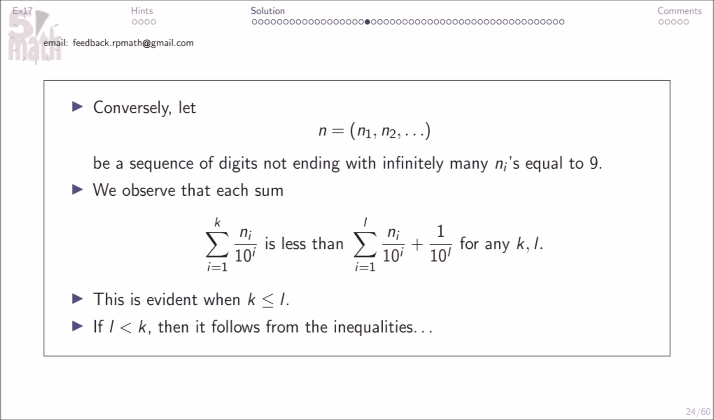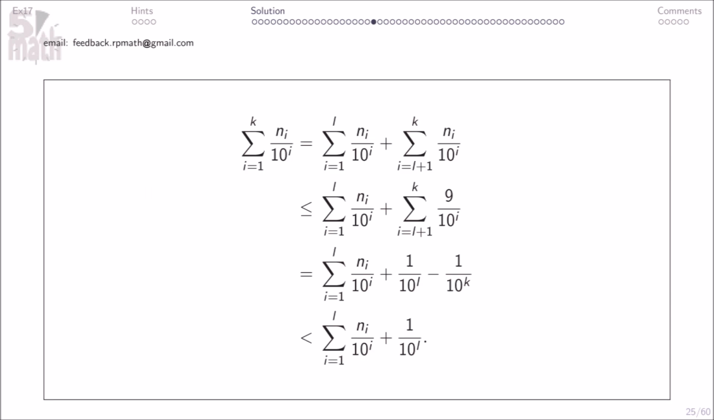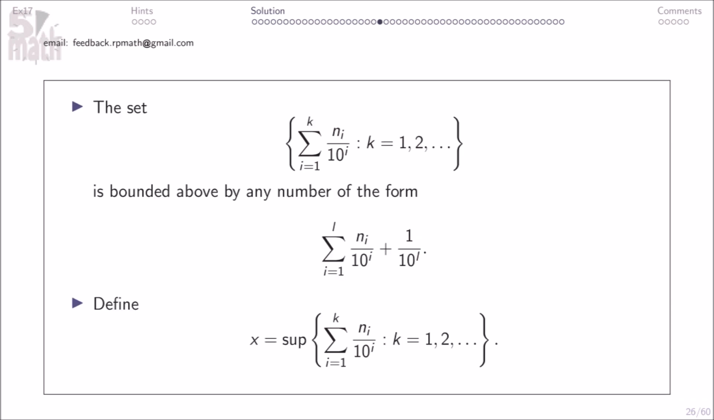Conversely, let n be a sequence of digits not ending with infinitely many n_i equal to 9. We observe that each sum here is less than this for any k, l. This is evident when k is less than or equal to l. If l is less than k, then it follows from the inequalities the following. The set here is bounded above by any number of the form here. Define x equal to the supremum of this.